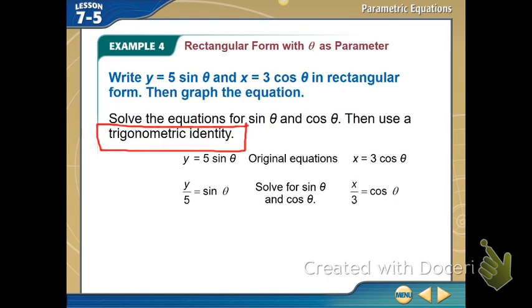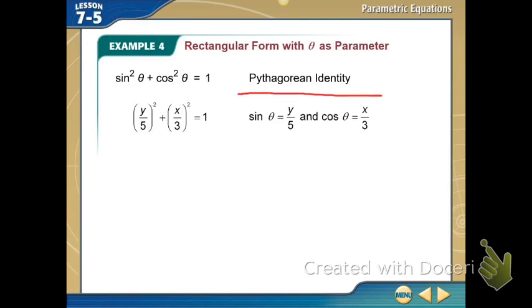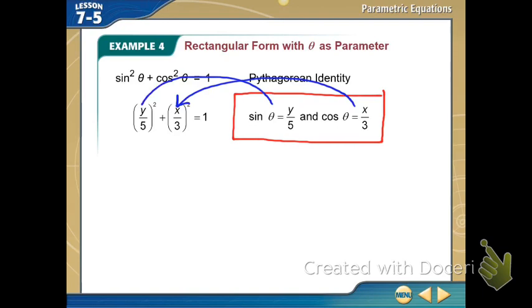So we get y over 5 equals sine theta and x over 3 equals cosine theta. And then hopefully you remember this from chapter 5, our Pythagorean identity, that sine squared theta plus cosine squared theta equals 1. So now we're going to substitute in the two values that we just solved for. Y over 5 equals sine theta and x over 3 equals cosine theta. And we're going to plug these in here for cosine theta and sine theta.